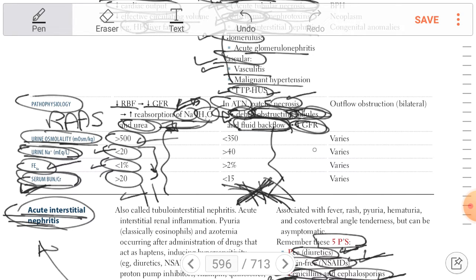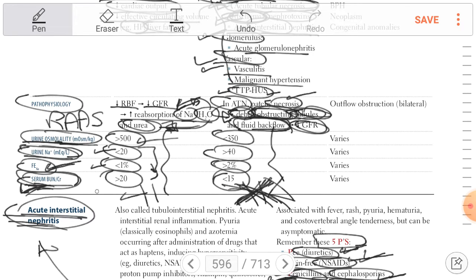So there is no reabsorption of water, there is loss of water in the urine, leading to what? Decreased urine osmolarity, plus there is no reabsorption of the sodium, leading to loss of sodium inside the tubule. So the urinary sodium will be more than 40. Then the sodium will increase inside the urine, so fractional excretion of sodium will increase, plus there is no reabsorption of the BUN. So the BUN creatinine ratio will decrease.